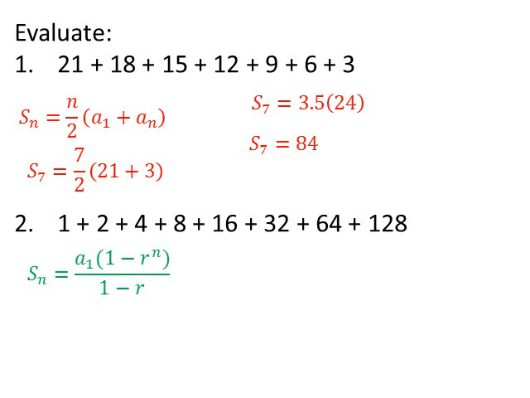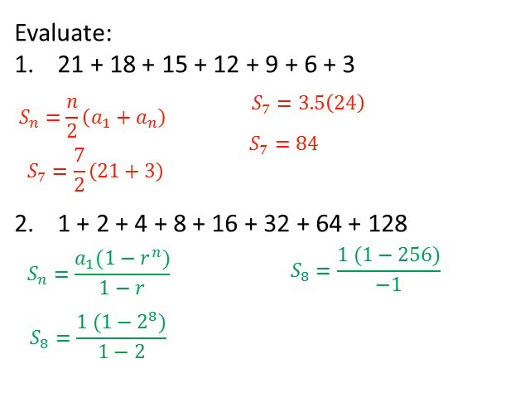That's S sub n equals a1 times 1 minus r to the n power over 1 minus r. Again, r is the common ratio, which we just discussed was 2. A1 is the first term, which in this case is 1. And n is the number of terms. This one has the 1, the 2, the 4, the 8, the 16, the 32, the 64, and the 128, for a total of 8 terms. There are 8 numbers in that row. So I plug those things in. So I have 1 times 1 minus 2 to the 8th over 1 minus 2.